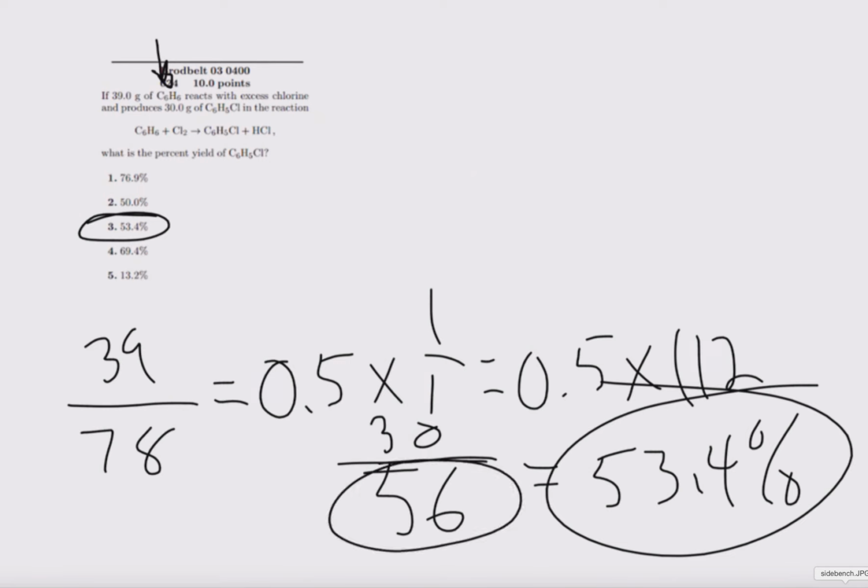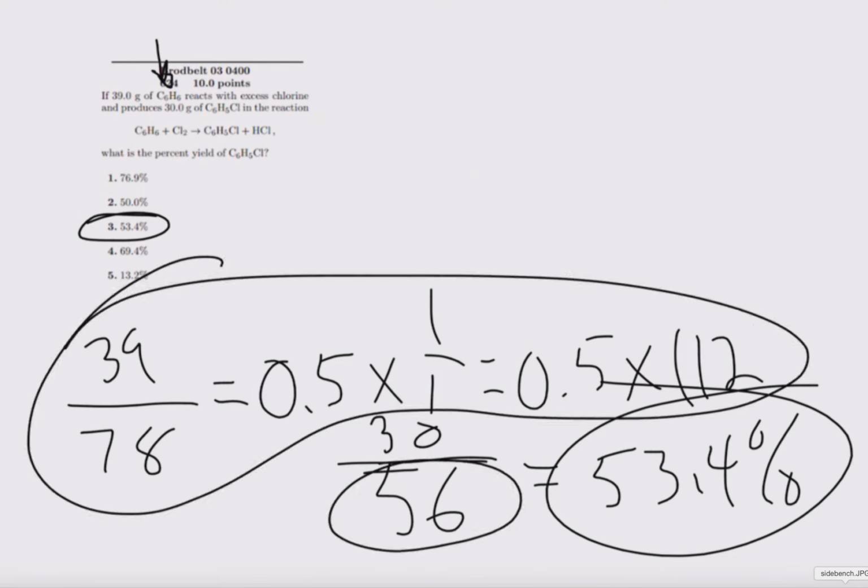Calculate how much you should have gotten, which is what we do with the stoichiometry boxes all the way through. And then you take that number, divide what you actually got by what you should have gotten, and you get a percentage. Just like when you get a test, you're going to figure out how many points you did get, divided by how many you could have gotten, gives you a grade, a percentage.